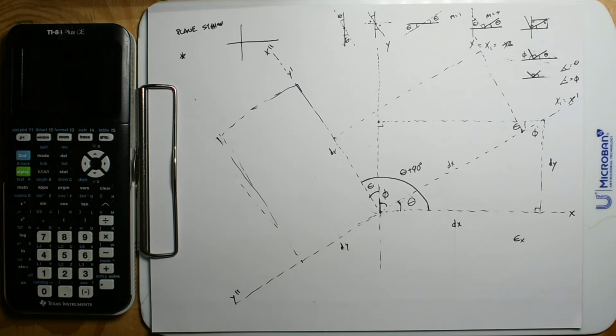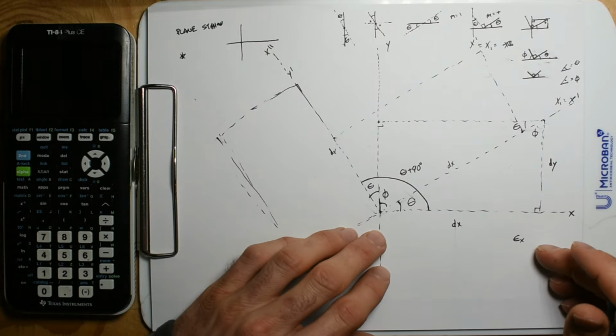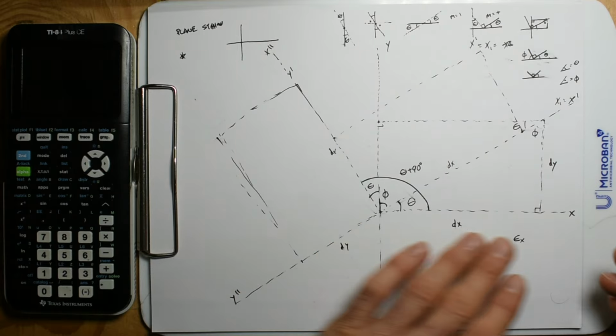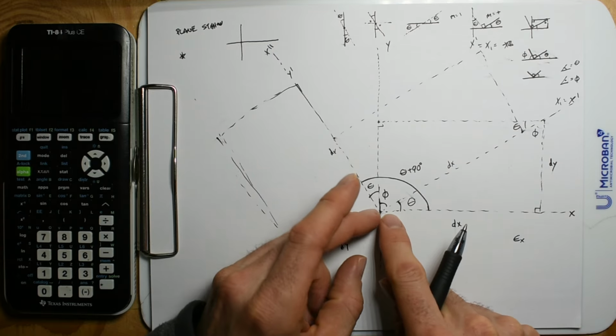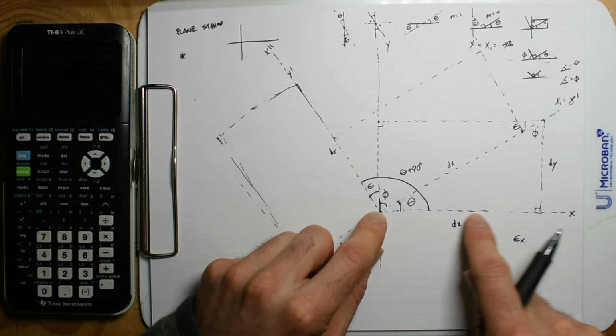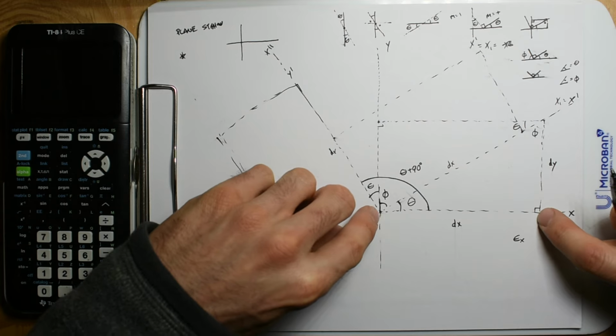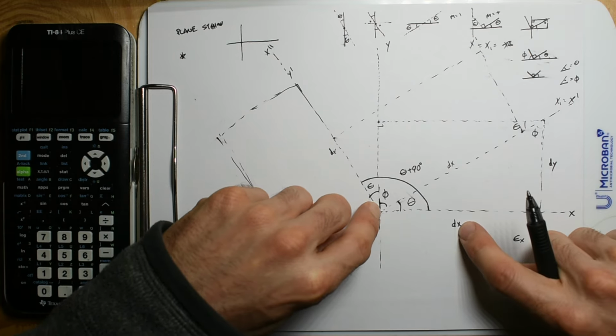Alright, so we're back. Where I'm going with this is that strain is going to be a change in length per unit length. In this direction, we have a unit length of dx.